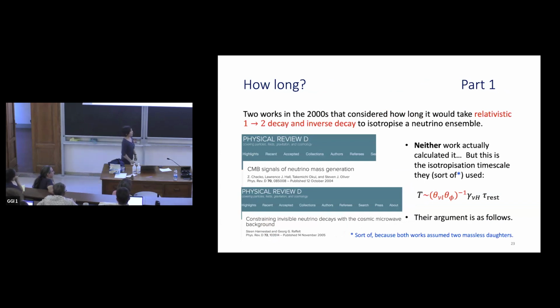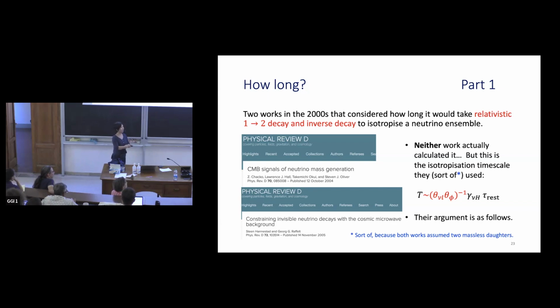There were actually two works back in 2004 and 2005 that considered this problem to some extent. Exactly the same problem: how long does it take for relativistic 1-to-2 decay and its inverse process to isotropize a neutrino ensemble? Neither work actually calculated the rate. They kind of guessed it. I mean, they didn't really guess it, they had an argument. But the time scale they used looks something like this. This is the rest frame lifetime of the decaying particle. This is the Lorentz factor of that particle that's decaying.